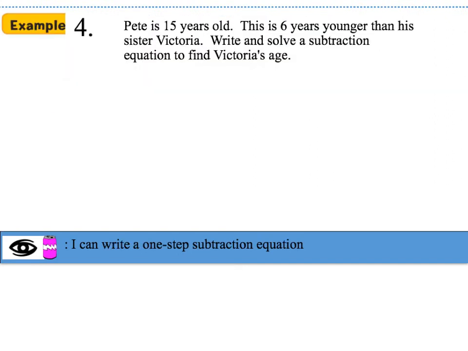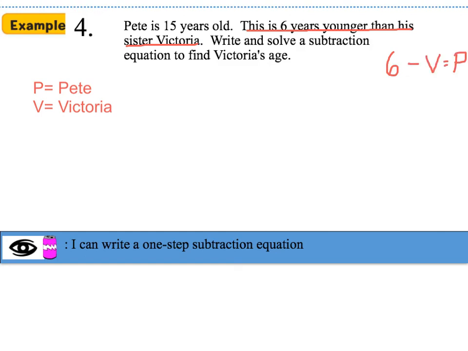Example 4 says Pete is 15 years old. This is 6 years younger than his sister Victoria. Write and solve a subtraction equation to find Victoria's age. So let's use variables to identify the names of the people in this problem. P will stand for Pete, and V will stand for Victoria. If we start by reading the second sentence, it says Pete is 6 years younger than his sister Victoria. If I write it the way I see it, I can say 6 minus V.